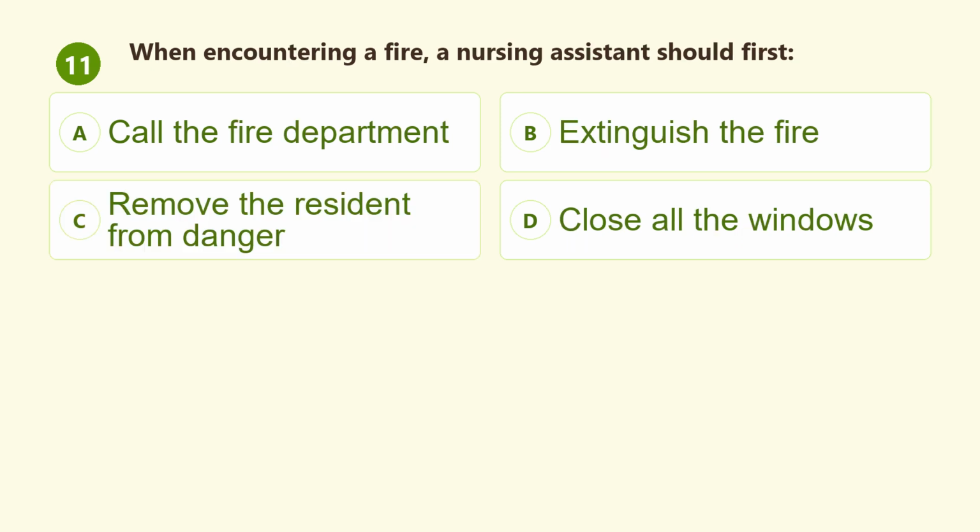Question 11. When encountering a fire, a nursing assistant should first: Option A, call the fire department. Option B, extinguish the fire. Option C, remove the resident from danger. Option D, close all the windows.